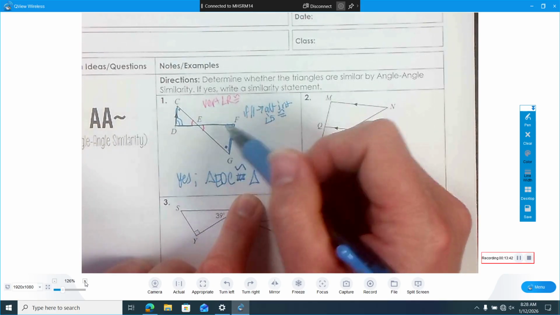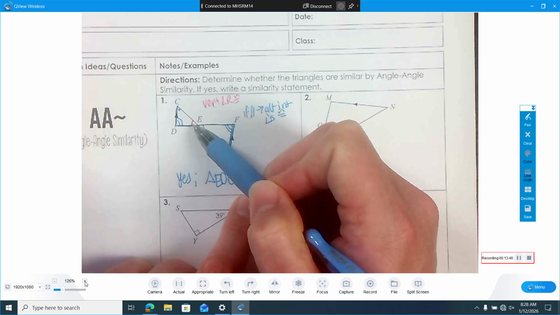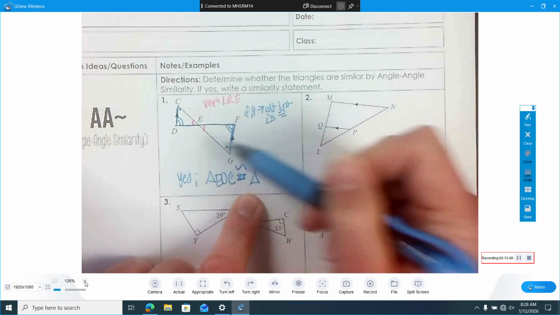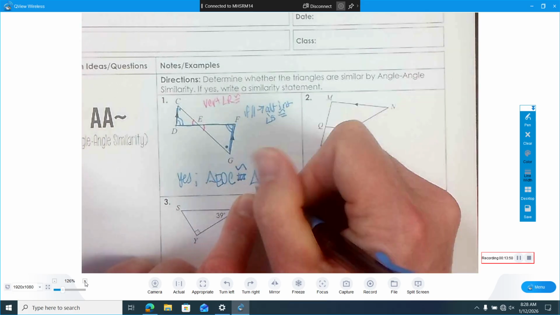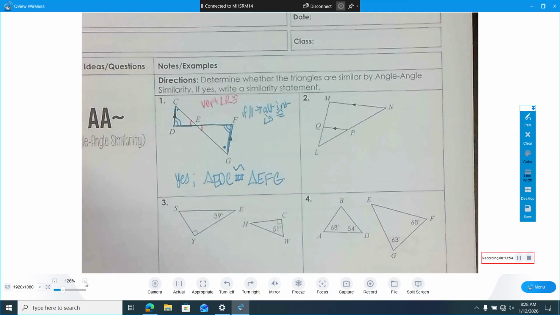EFG. EFG. Yeah, I went EDC. So single arc mark, double arc mark. So I'm going to do the same thing. EFG. EFG. All right. Number two, another great question.